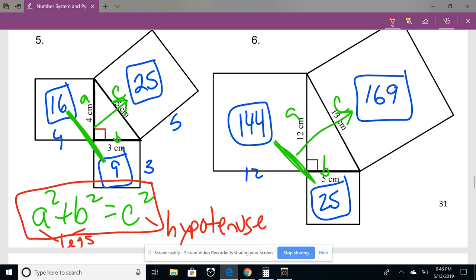As we move on to the next lessons, we're going to be working with the Pythagorean Theorem and seeing if a triangle is a right triangle using this equation.